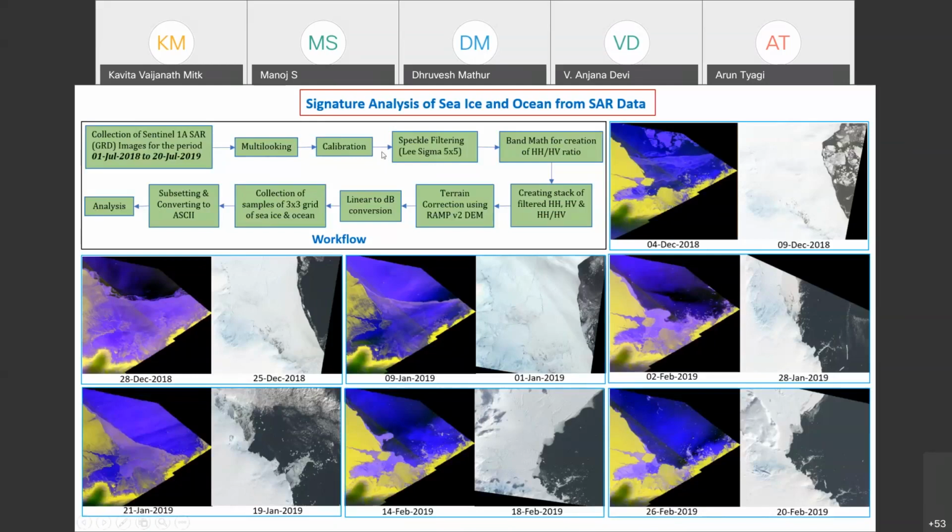Then this calibrated data we give as an input for speckle filtering. So usually the SAR data is fraught with the problem of speckle noise. So we go for speckle filtering, and this usually will alter the values of the calibrated data. So we really have to be careful while we select this filter and window as well. Then we go for terrain correction.